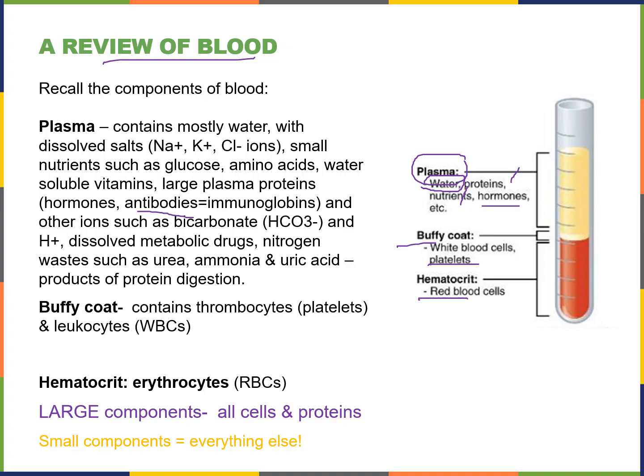In blood, you will also find drugs if somebody's been taking antibiotics, for example. We also have, this is very important, nitrogenous waste, because I don't think in any other organ system we really talk about nitrogenous waste. So what are these? Well, the names are urea, ammonia, and uric acid. And these are the product of protein digestion.